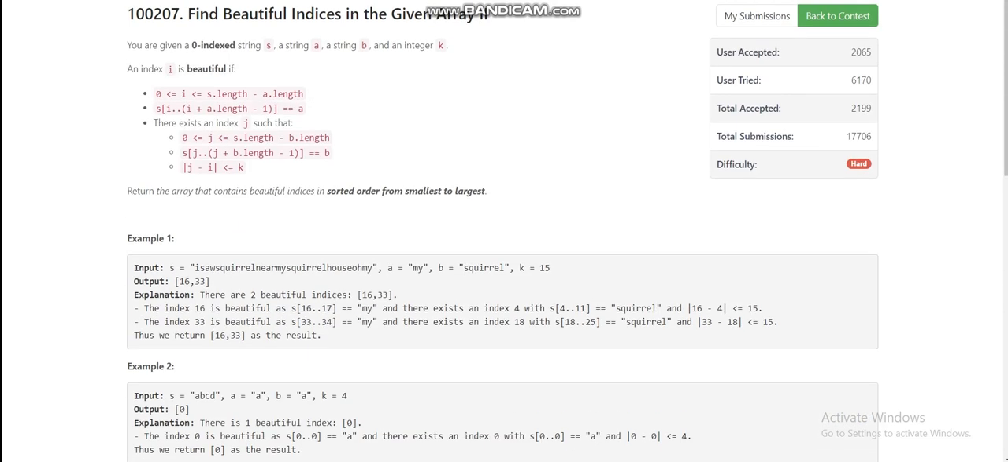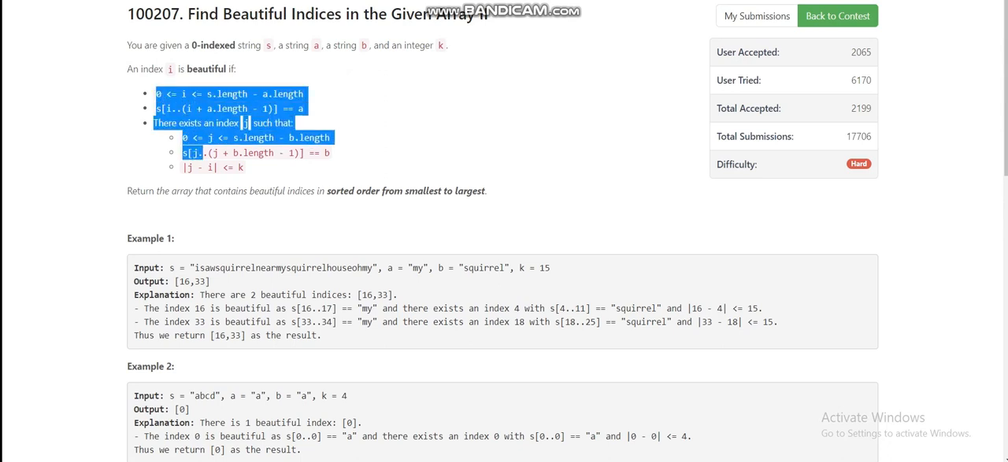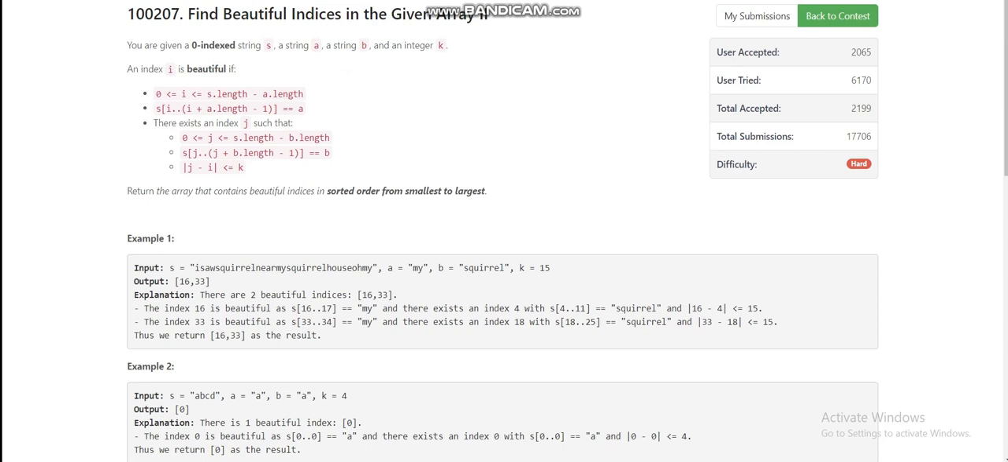So what is the problem? Let's understand the problem statement first. The problem statement is we are given three strings s, a and b, and an integer k. This is quite a formal statement, so I'll try to explain it with some example, right?